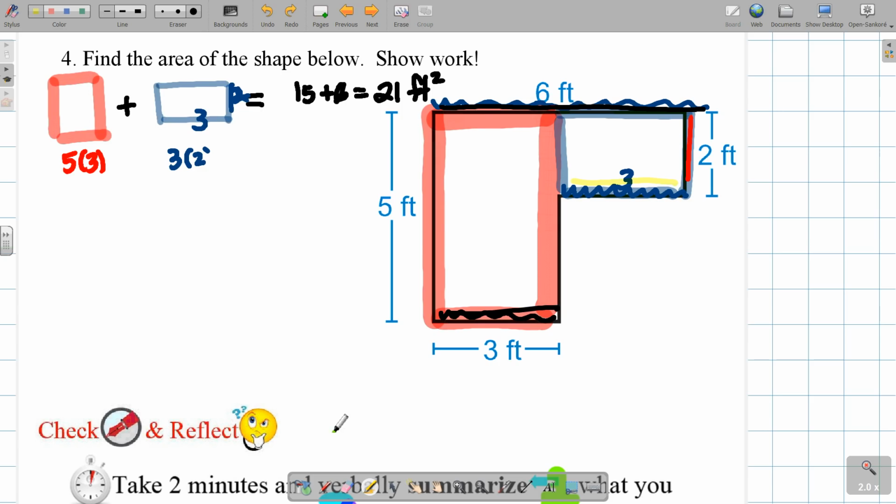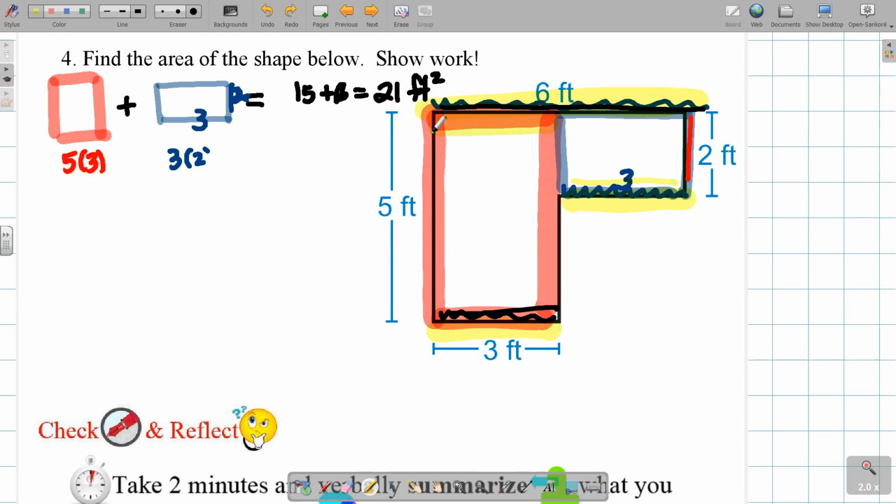Again, how did I get the 3? I traced it. And I went, oh, I don't have it. But it's the same as this. And then I keep going. The whole thing's 6. Down here, that's 3. So what's left is 3. That's one way to see it as 2 rectangles. And then you add those up.